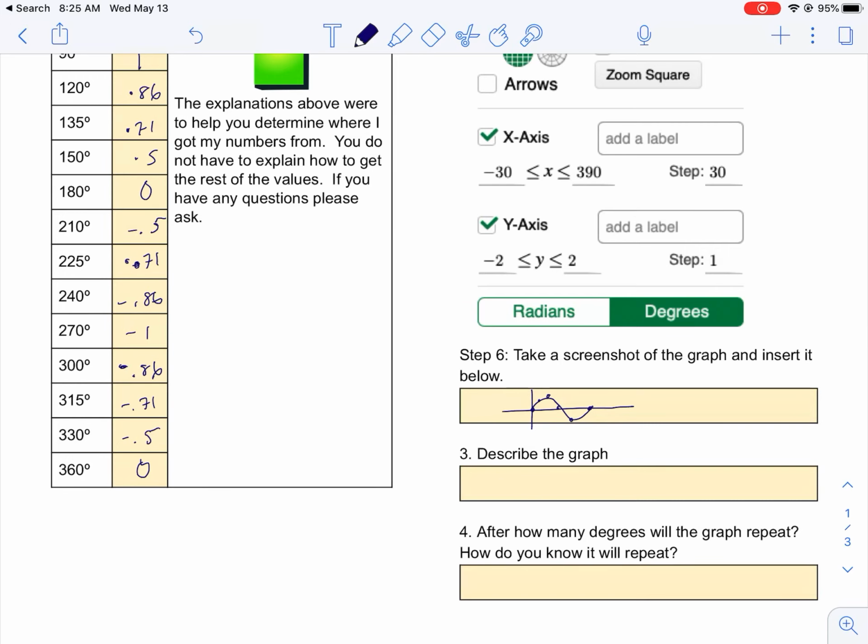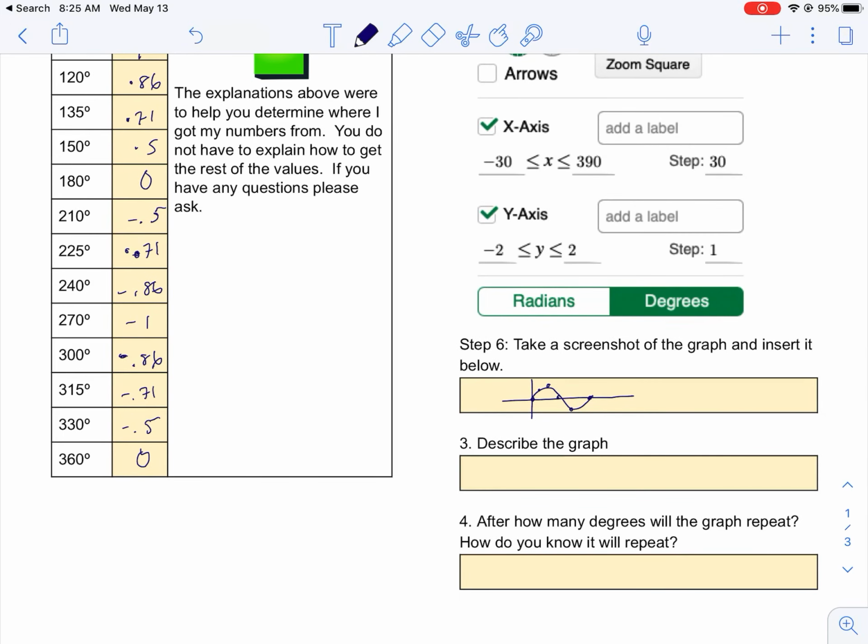So how would you describe this? Yeah, it's like a hill and a valley. And they kind of look alike to each other.